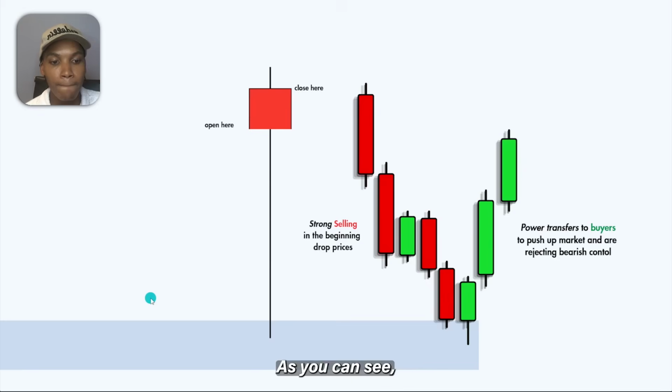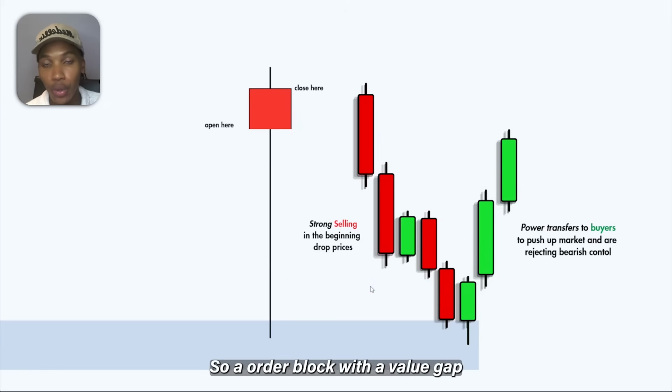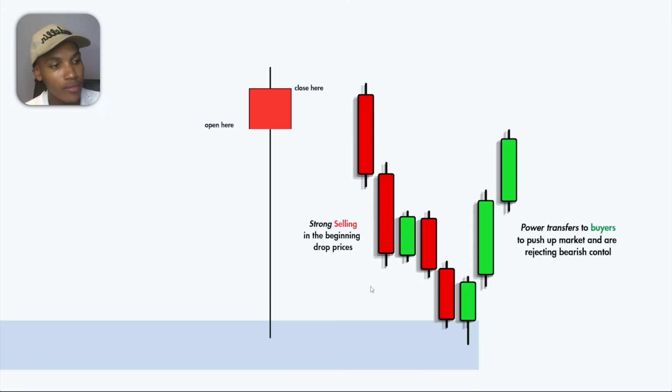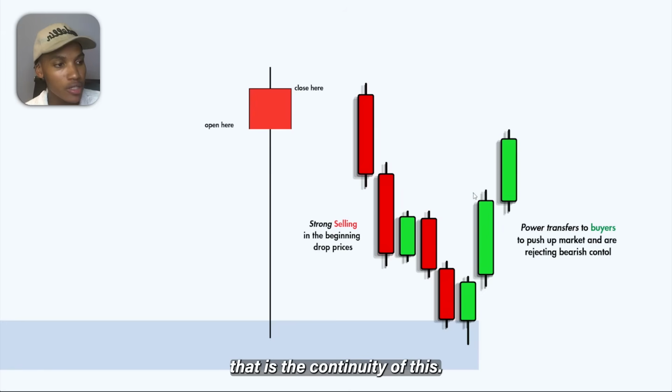As you can see, this blue area represents a POI, so an order block or a fair value gap that price has just reached. It's giving you that immediate reaction, which is why it's also seen as a means to try and trade a possible reversal. That is the continuity of this.